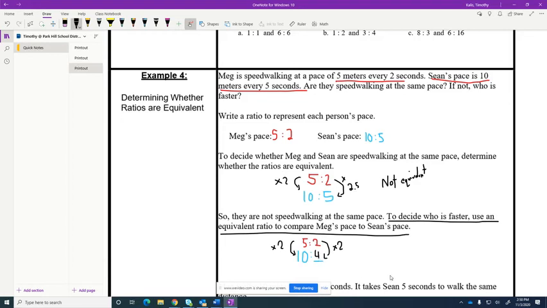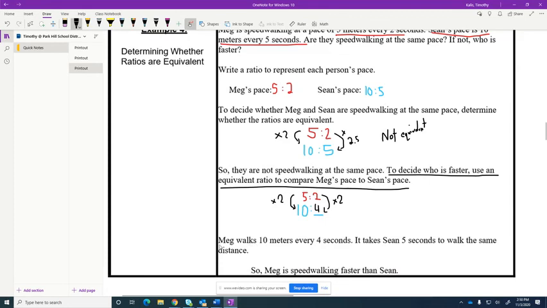Okay, so Meg walks 10 meters every 4 seconds. It takes Sean 5 seconds to walk the same distance. Okay, so Sean, it takes him 5 seconds to walk 10 meters. So Meg is speed walking faster than Sean.